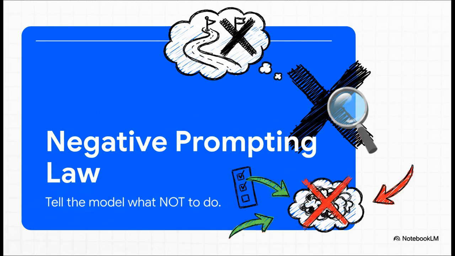Ooh, and this one is a real pro move, the negative prompting law. Sometimes the absolute easiest way to get what you want is to just tell the AI what you don't want. For example, asking it to explain supercharging without giving historical details immediately tells it to focus only on the technical stuff that you actually care about.